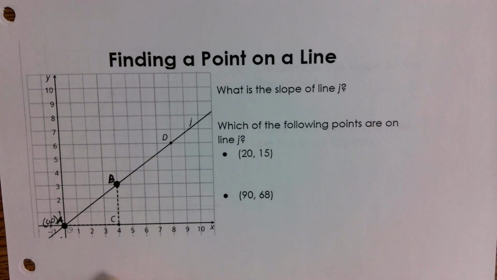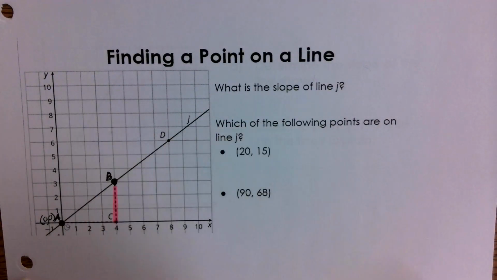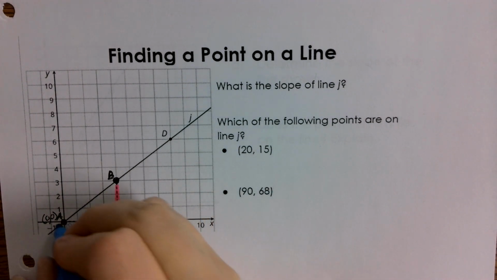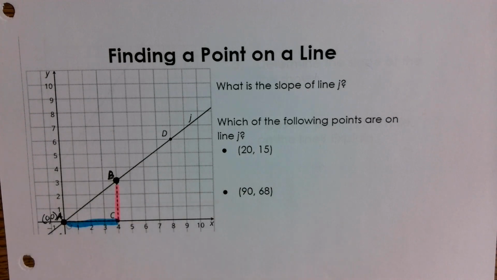So we need to identify the rise and the run. The rise is the movement up and down, so that's going to be this movement right here in my pink. The run is the movement left and right, so that's going to be what I'm highlighting here in the blue.